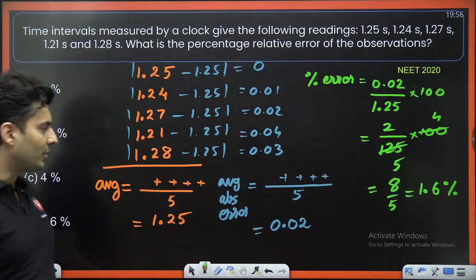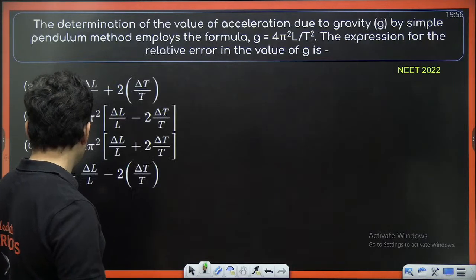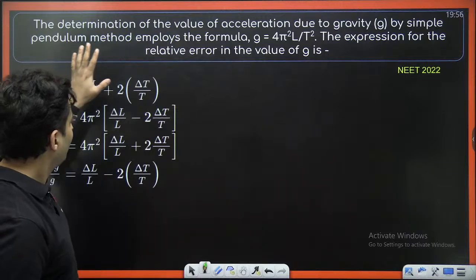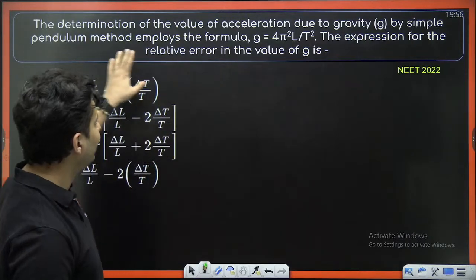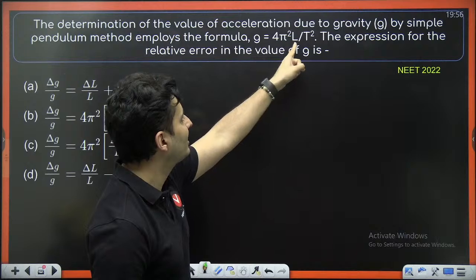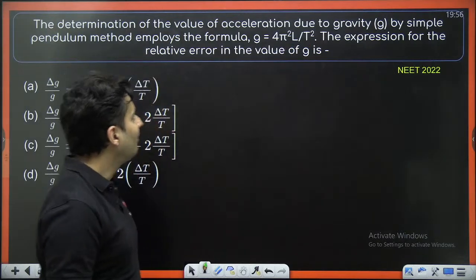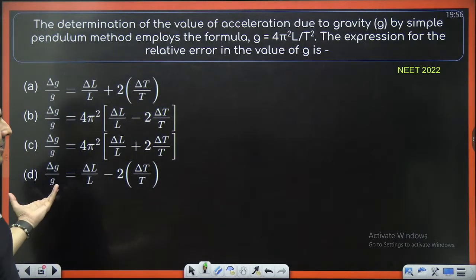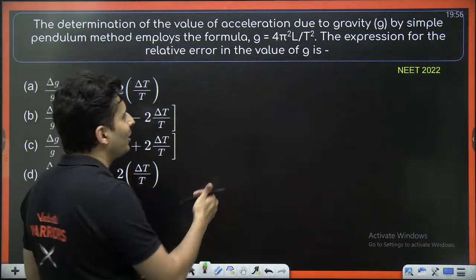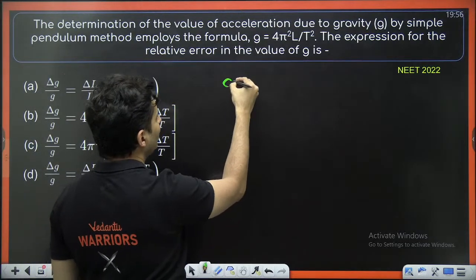Clear? Very good. Let's move on to the next one coming up on your screen. If the value of the acceleration due to gravity is given by this formula, g is 4 pi square L by t raised to 2, the value of the relative error of g is, already the formula is given, what more you want? This was in NEET 2022.